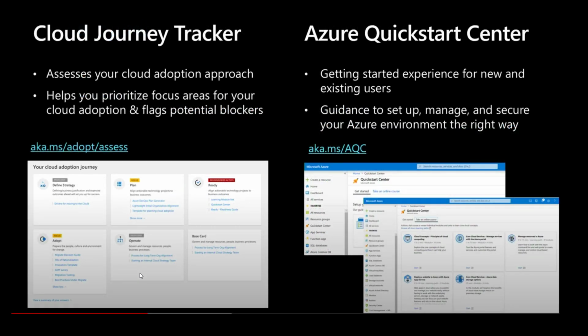However, there are some tools I want to talk about. One of them is actually the Cloud Journey Tracker. This one is really helpful if you're in your cloud stage and you don't really know where you are and where you need to do some work. I will show you that in just a bit, and it will help you find out where you are, focus and prioritize the areas you have to work on, and it also flags potential blockers.